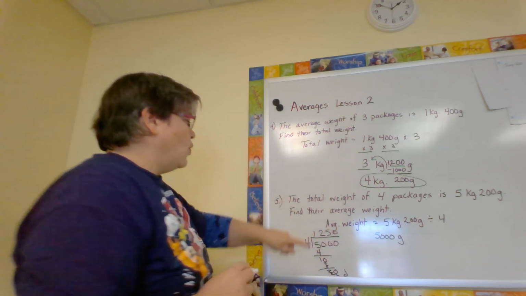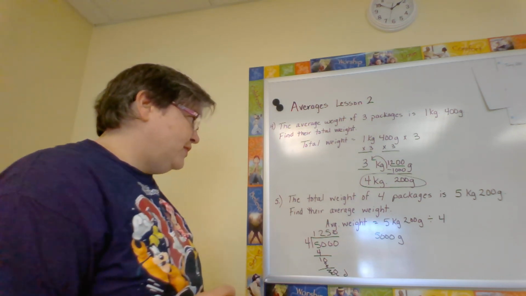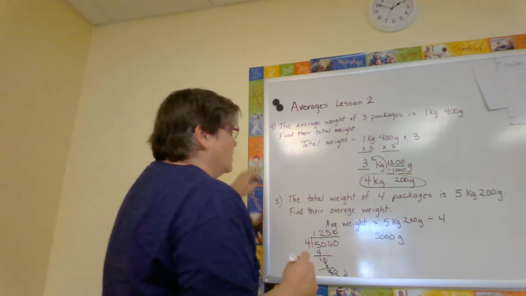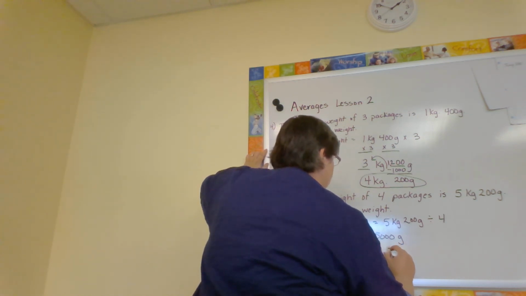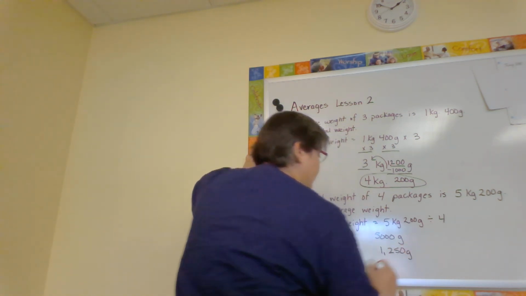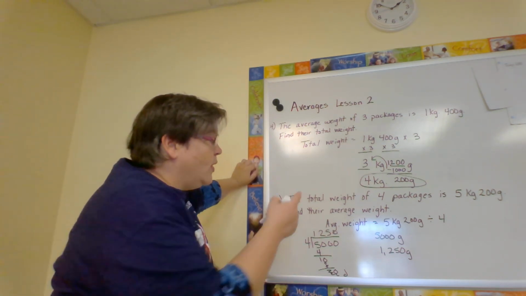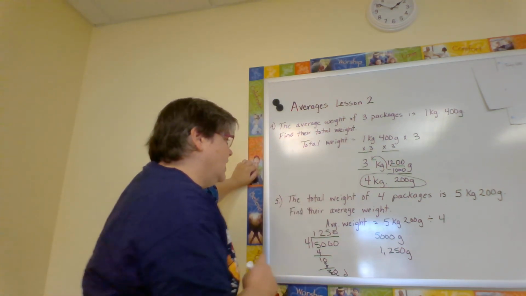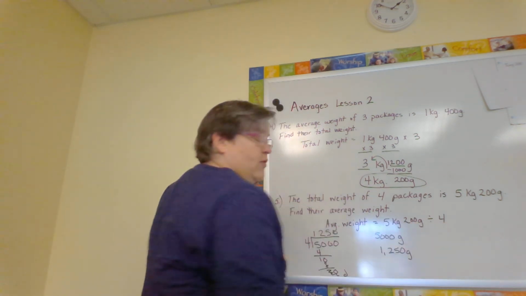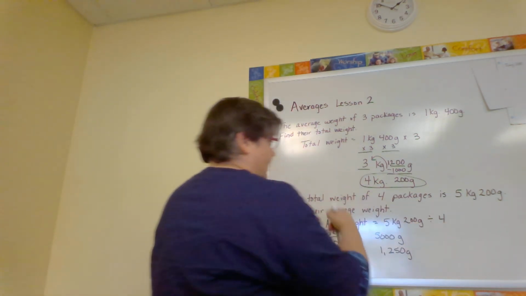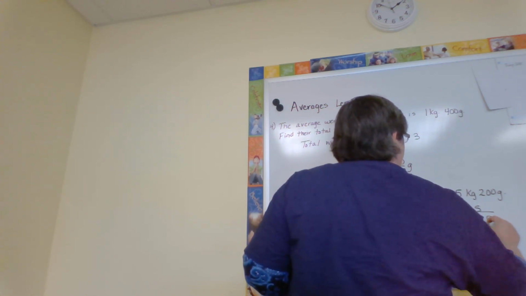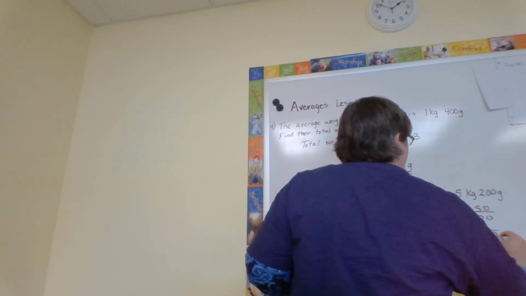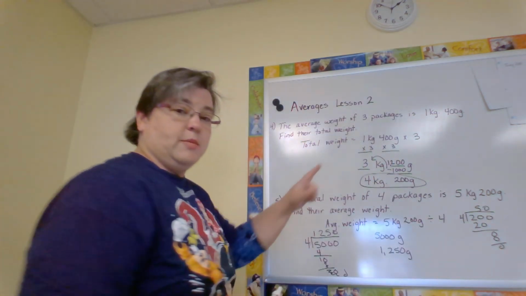We get 1,250, okay? So let me put that down here, 1,250 grams. We also have to divide these 200 grams by 4. We could have combined them, but I didn't, so we're going to divide that 200 by 4. So we're going to get 50 grams there.